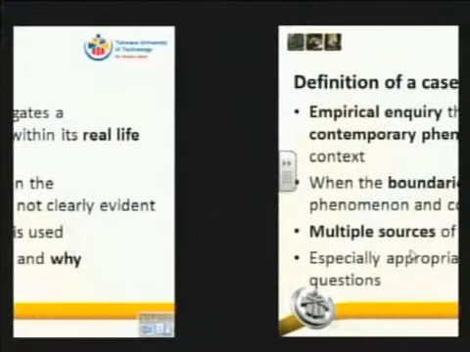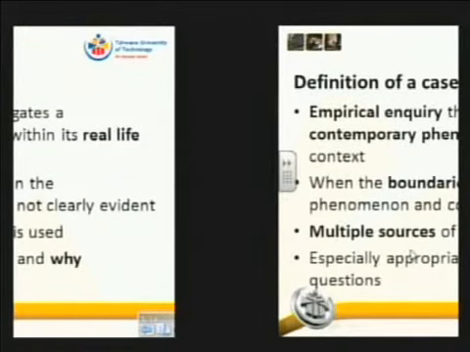Okay, so basically what is a case study? It's an empirical inquiry that investigates a contemporary phenomenon within its real-life context. All that's saying is that we actually go to where the problem is. We don't bring the problem into the laboratory and then interrogate it. We want to know what's happening right now down on the ground.